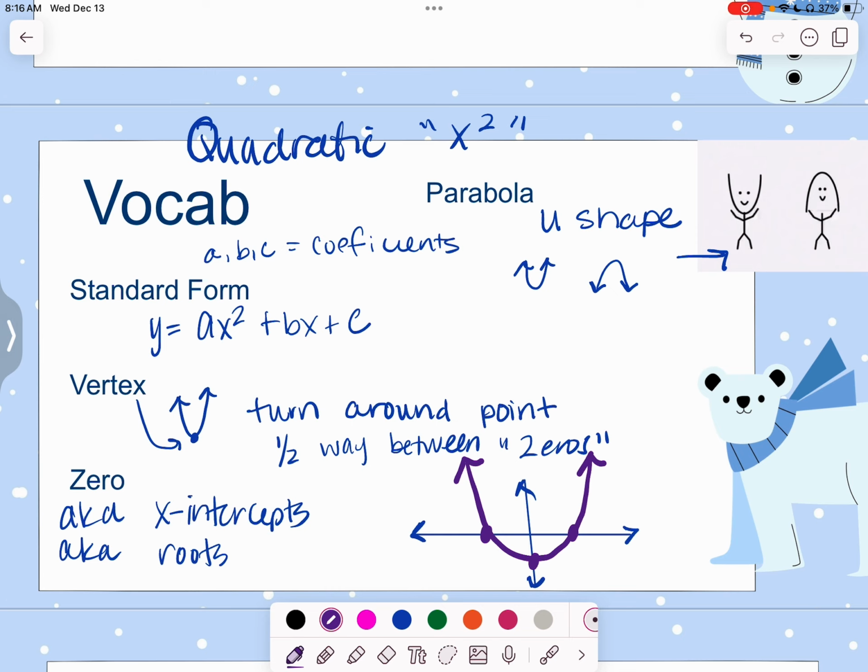I'm not asking for a perfect picture. I'm asking for you to find the zeros and plot them on a graph appropriately, to find the vertex, plot it appropriately, and then draw a U shape. Okay, remember to pause when you need to pause. If you need to pause now and take notes, hit the pause button.